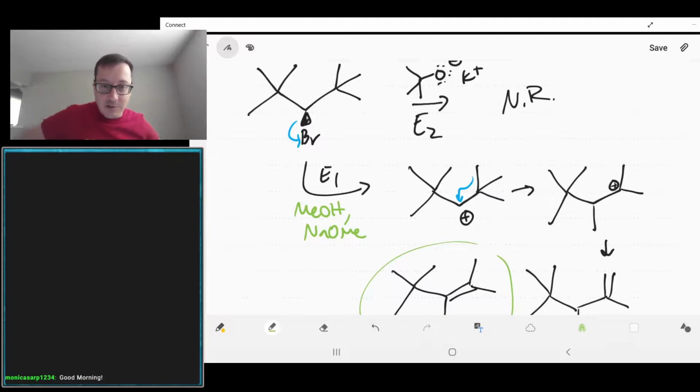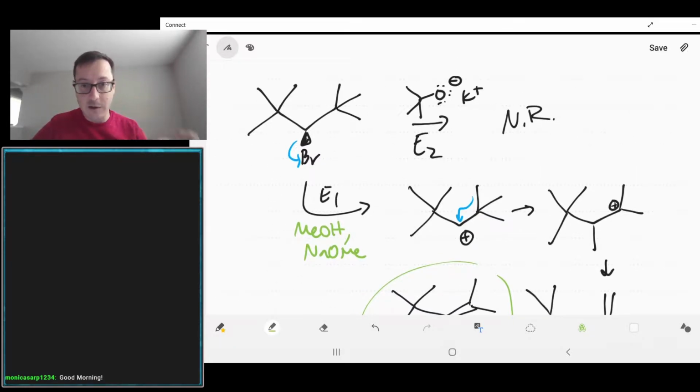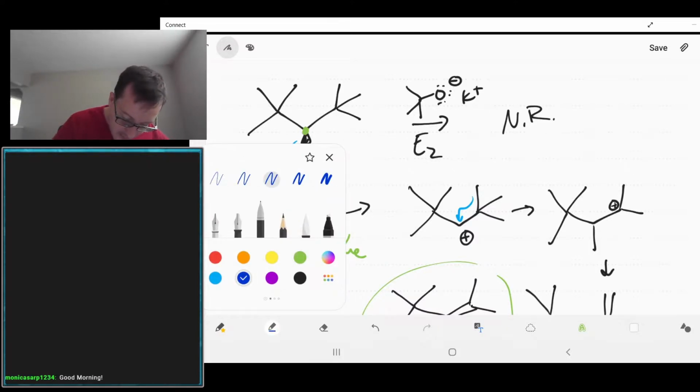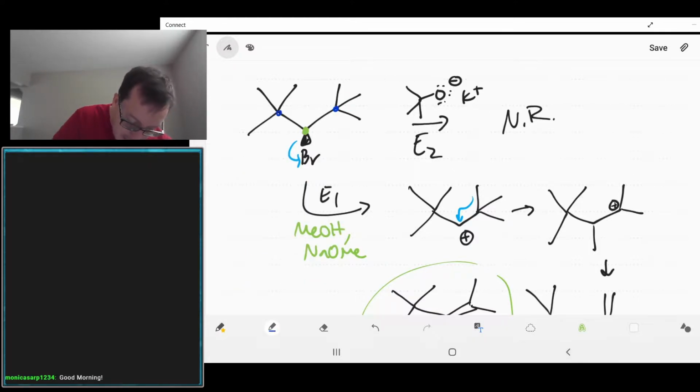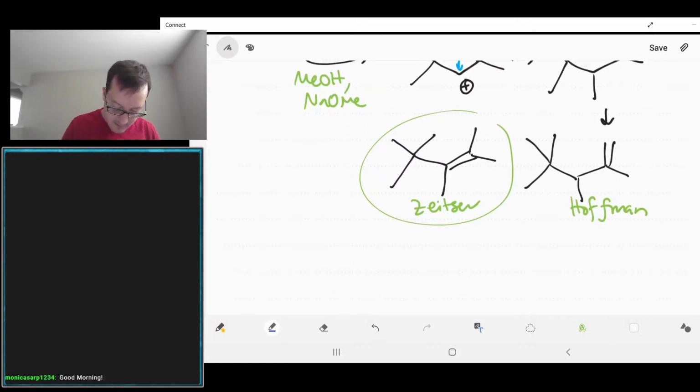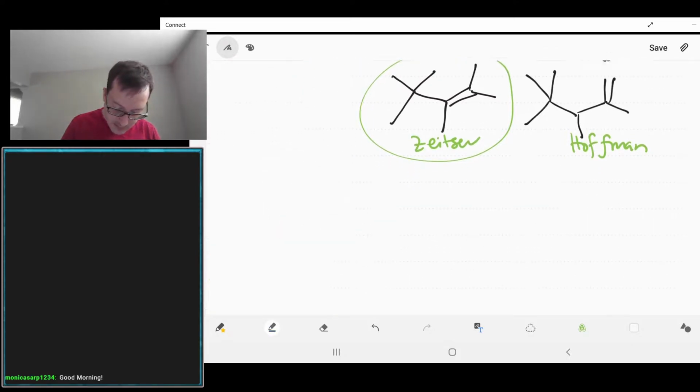Remember, E2 requires the presence of a beta hydrogen, so a hydrogen one carbon away from your leaving group. Next to this carbon, we have the dark blue carbons. Those dark blue carbons have no hydrogen, so therefore no E2 reaction will take place. It doesn't necessarily have to be something crazy like this. We could have another case that wouldn't give us any reaction.